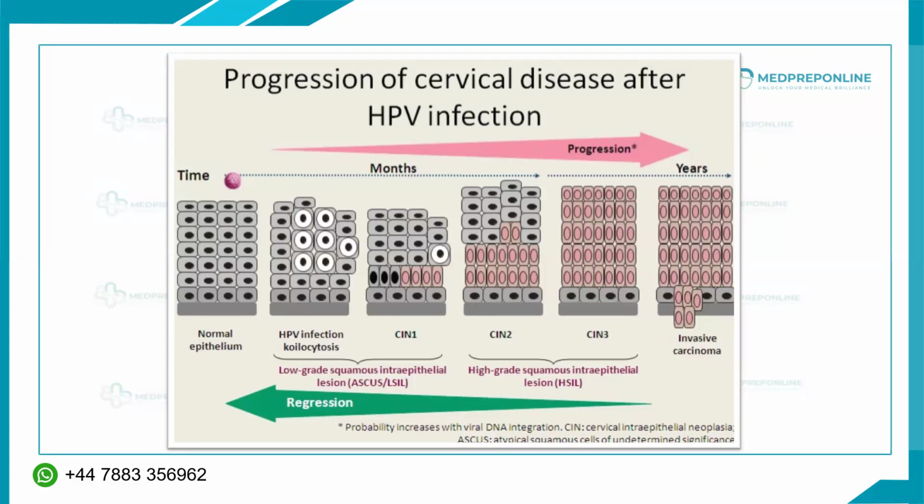Now, once the basement membrane is breached and the dysplastic cells enter the stroma, this forms the invasive carcinoma. So this is how the progression of cervical disease occurs. And again, if CIN3 or CIN2 is treated at an early stage, these changes do regress to normal epithelium, right?